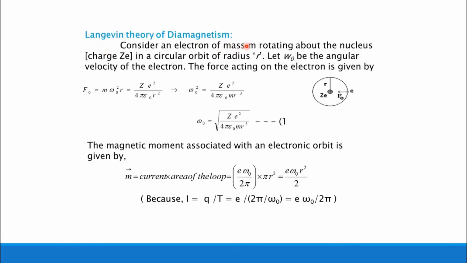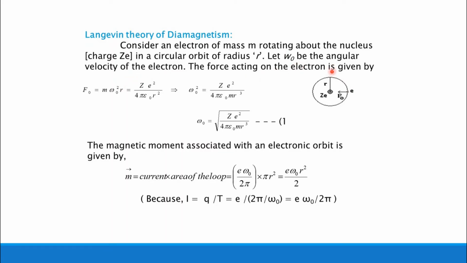Langevin's theory of paramagnetism. Consider an electron of mass m rotating about the nucleus, with nuclear charge Ze, in a circular orbit of radius r. Here this is the circular orbit of radius r. Ze is the charge of the nucleus. The electron is revolving around the nucleus. Omega naught is the angular velocity of the electron.